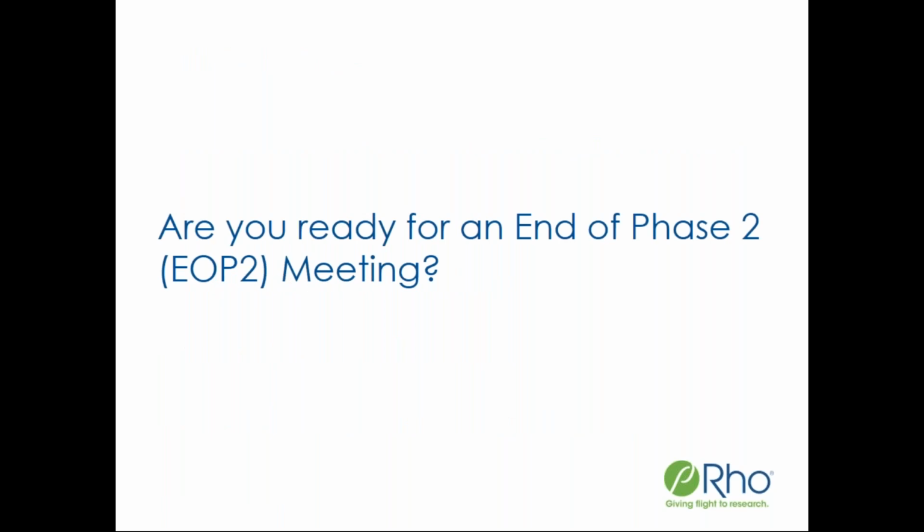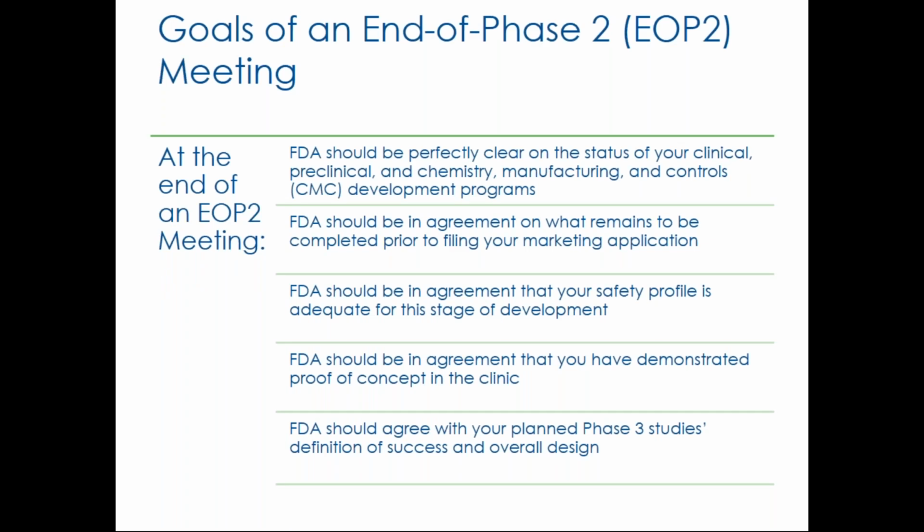The first thing that you need to consider as you anticipate an end of phase 2 meeting is really, are you truly ready to participate and engage with FDA in an end of phase 2 discussion? So to get started, let's review the goals of an end of phase 2 meeting with the FDA. At a very high level, the two primary goals in meeting with FDA and engaging with them at the end of phase 2 meeting is, first and foremost, clarity across your overall development program.